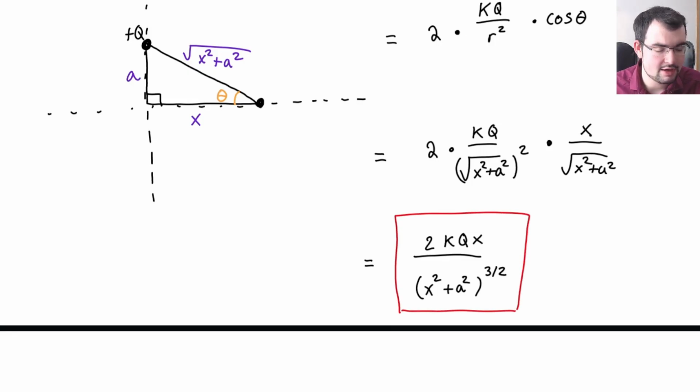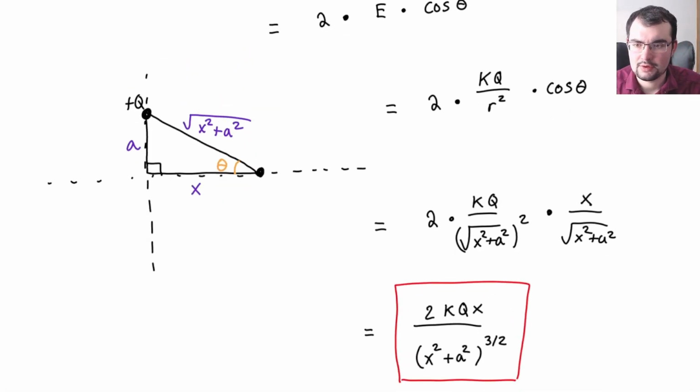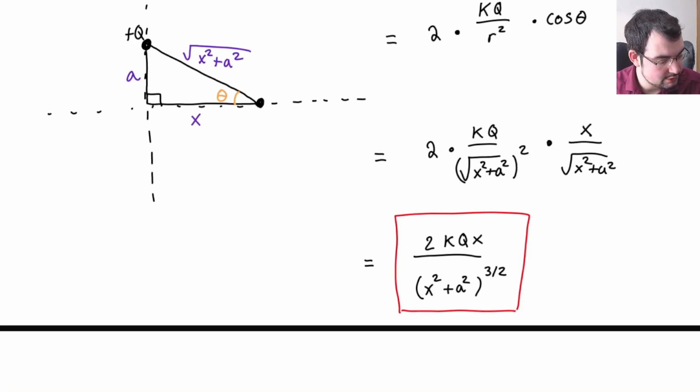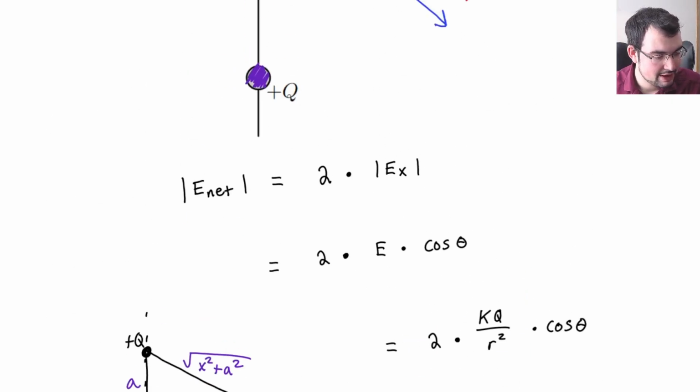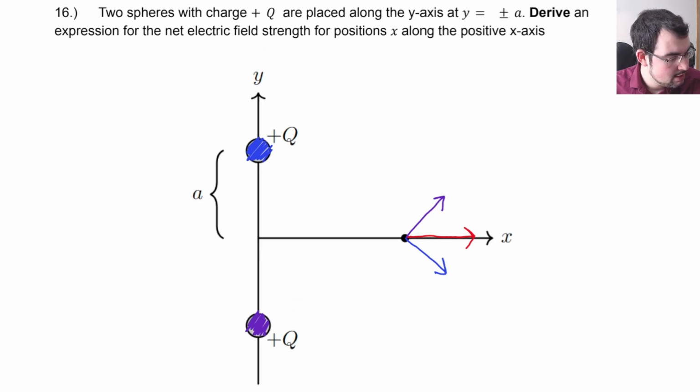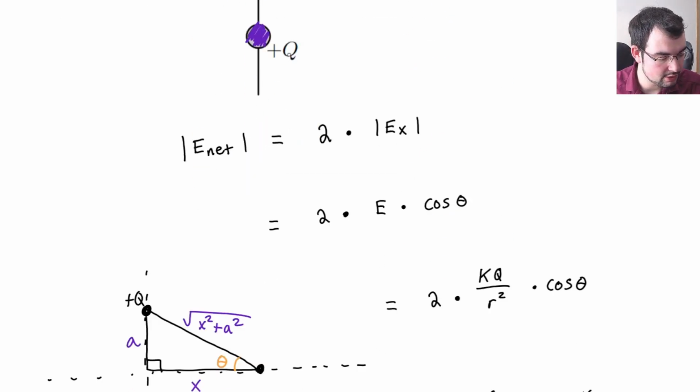You can imagine there's other iterations of this where you need the other component, and you'd get something like 2kqa over x squared plus a squared to the 3/2. Notice this makes sense because if you plug in 0, that's always a good idea. If you're deriving a function, plug in 0 and see if that works out. If you plug in 0 to this, that would mean what is the field right here? Well, I'm going to get 0, and that makes sense because the sources are going to actually compete, exactly canceling at the origin.